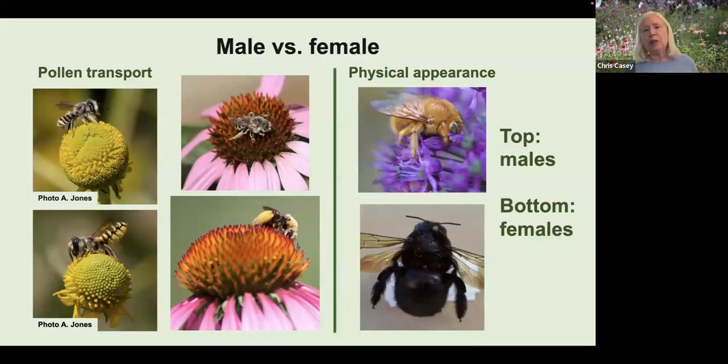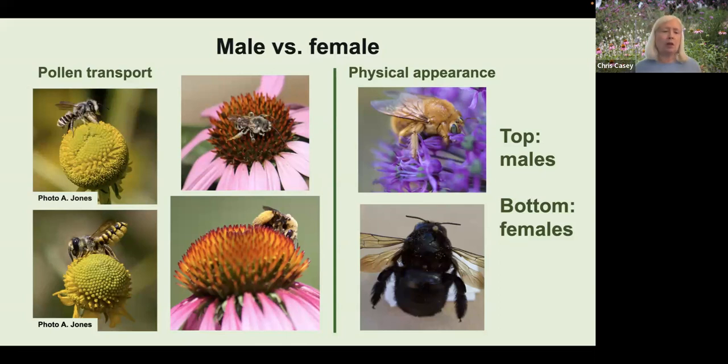Some other distinctions between bees are the difference in appearance and structure of male and female bees. Only female bees are collecting pollen because it's the females who are building the nests, laying the eggs. And so only females have structures for pollen transport. And a good example of this in the leafcutter bees is seen on the left, where the male bee is on the top and the female's on the bottom.